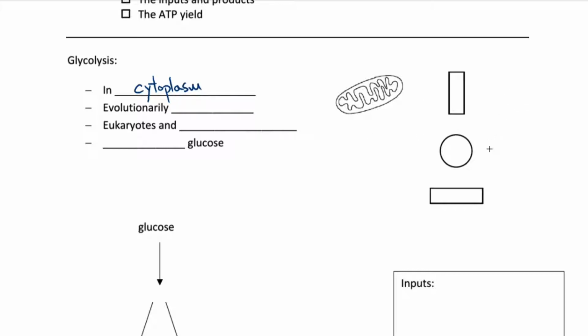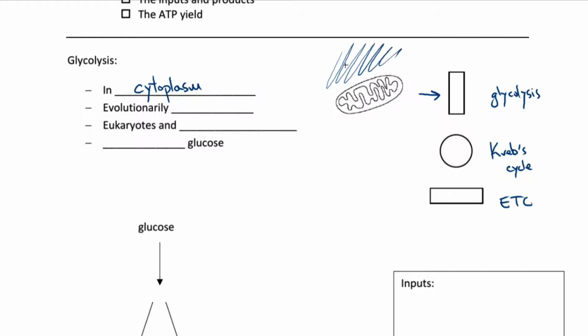To give you an overview over here, I've got the stages of cellular respiration. Again, we looked at this as glycolysis, this as the Krebs cycle, and this down here as the electron transport chain. And so we're focusing on this step, and I said that it occurs in the cytoplasm. So we're not actually in the mitochondrion yet, we're out here in the cytoplasm. It's evolutionarily old, and it takes place in both eukaryotes and prokaryotes.